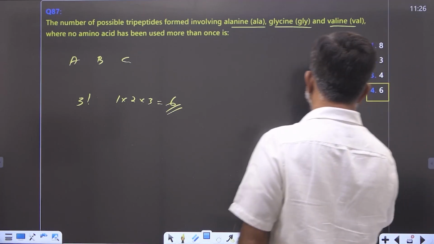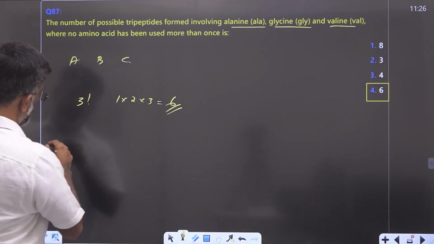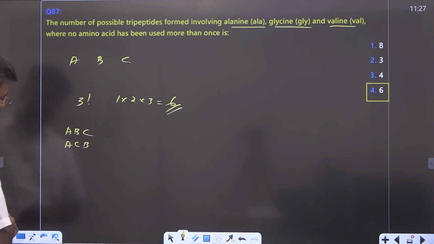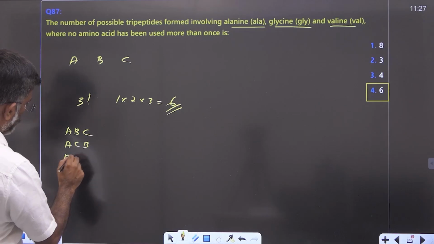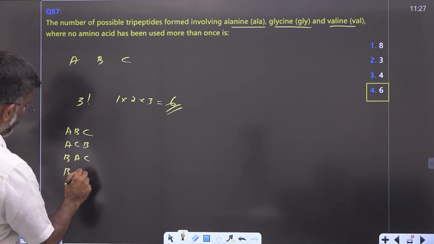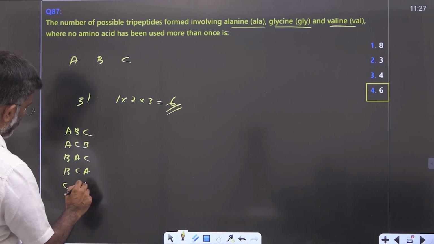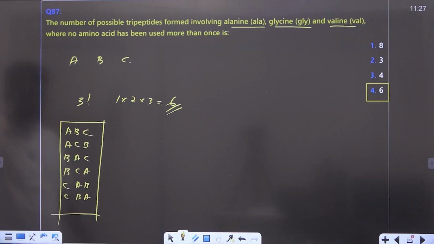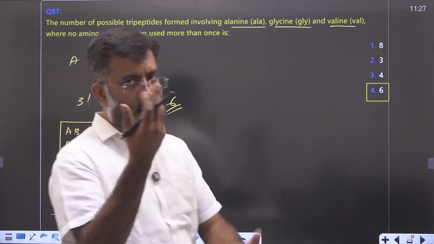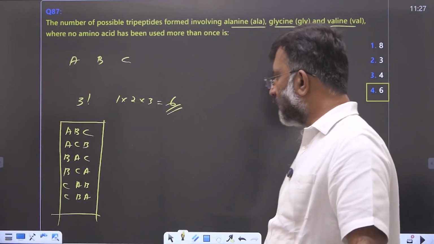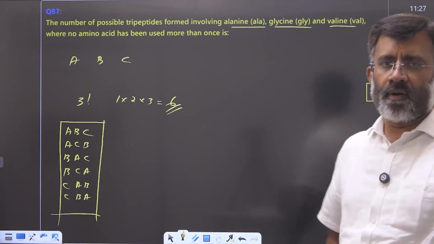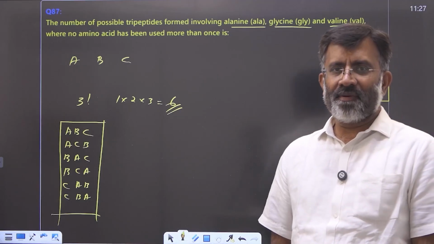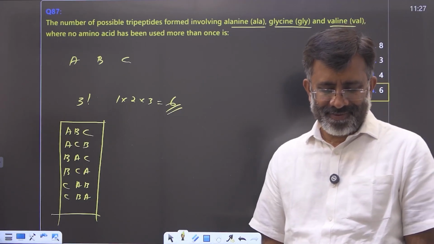Option 4, 6. What are the possible combinations? You can have ABC, ACB, BAC, BCA, CAB, CBA: 6 combinations without repetition. With repetition, it will be many more. Without repetition, you will get 6 combinations. Very simple question, but a very important question that came multiple times.